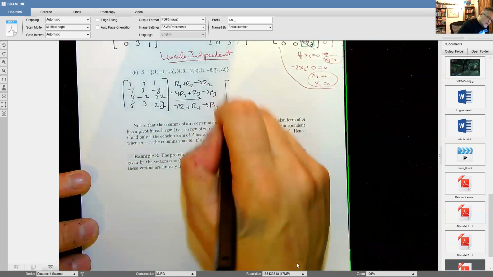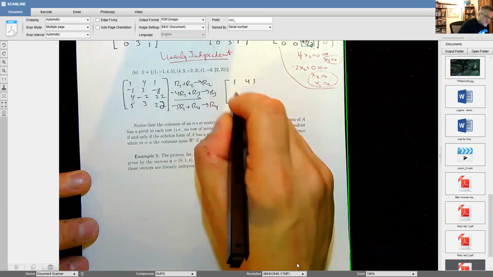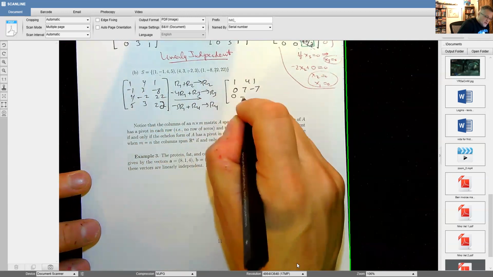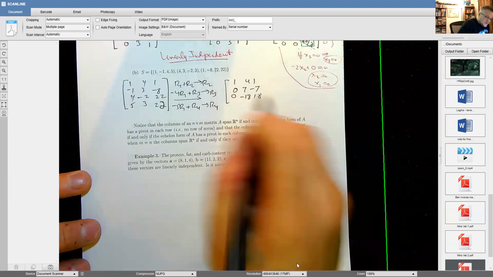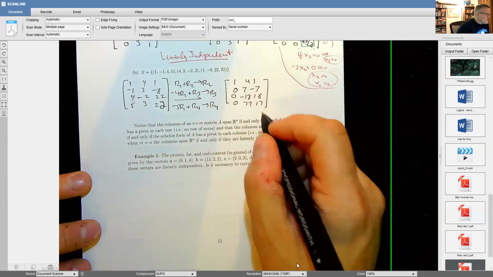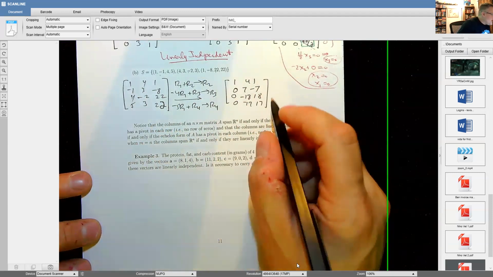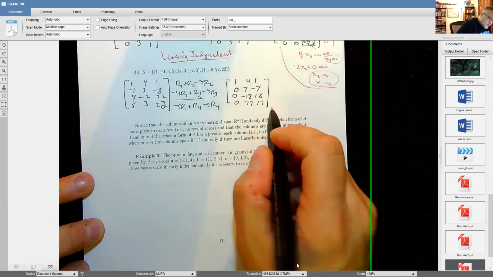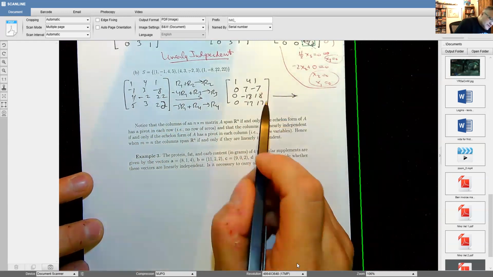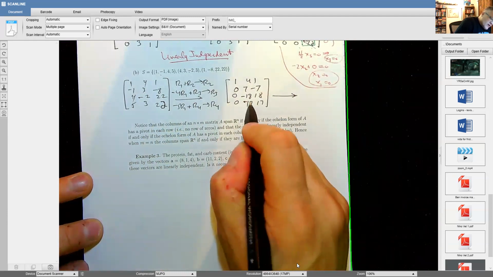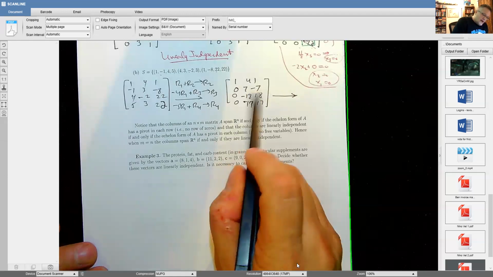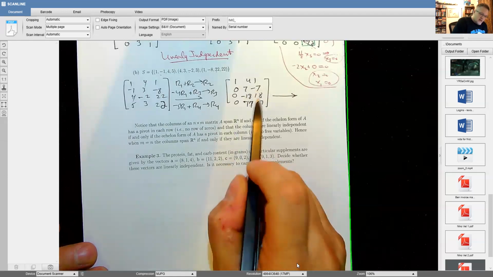All right, if I do that, what I get is this matrix: 1, 4, 1, 0, 7, -7, 0, -18, +18, 0, -17, +17. Okay. Now notice these rows here, all of the rows have one negative and one positive of the same exact number.